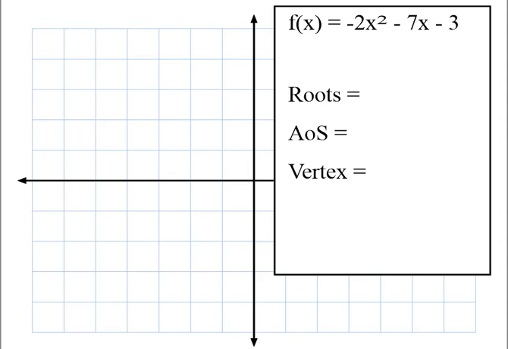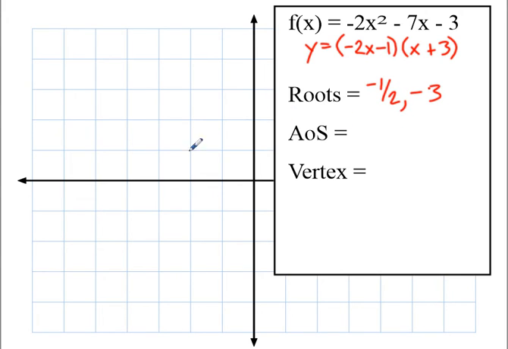Our last example is negative 2x squared minus 7x minus 3. When this problem gets factored, we end up with two binomials that look like this: negative 2x minus 1 times x plus 3. Which means we get a root after you set each of these equal to 0. You get a root of negative 1/2, and from this, you get a root of negative 3. So these are my two roots, negative 1/2 and negative 3.